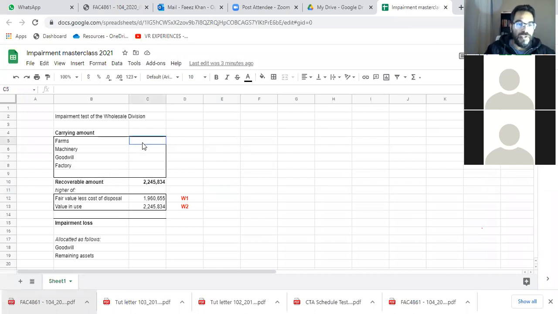So here for the farms, we can just put in 461,360, and we can tell them it is given.